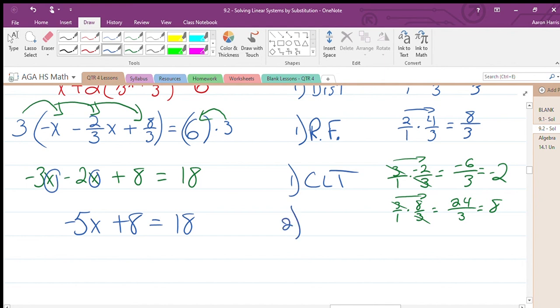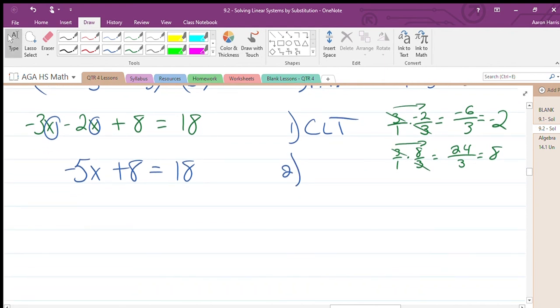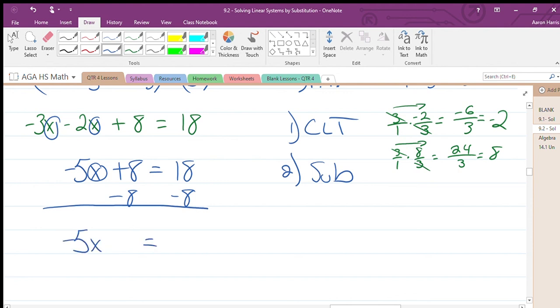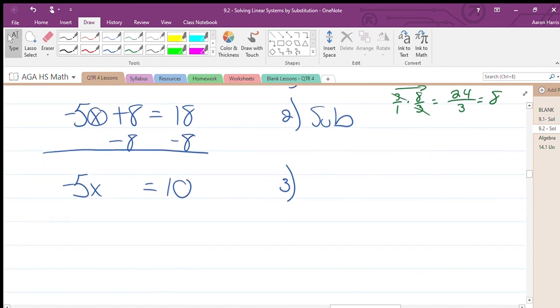Step 2 says remove all what? Multiplication, addition and subtraction. I have an added 8 here. So I'm going to subtract this 8. Subtract this 8. I'm doing the inverse, right? So here we go. Nothing happened to the negative 5x, so I put negative 5x. 8 minus 8 is 0. Don't forget your equal sign. 18 minus 8 is what? 10.